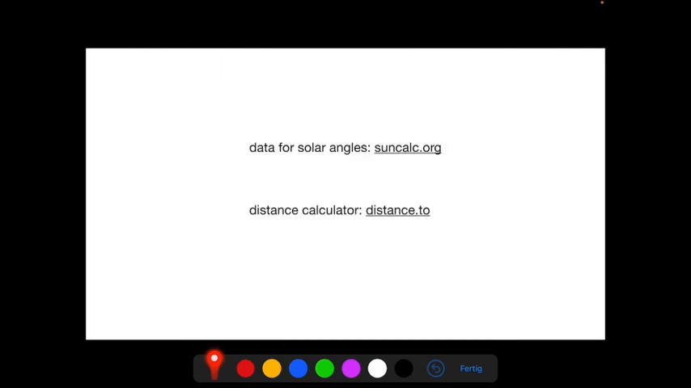And these are the sources that I used. For the solar angles, I used suncalc.org, and for the distance calculator, it's distance point or .to. Very simple. If you have a good memory, simple to memorize.